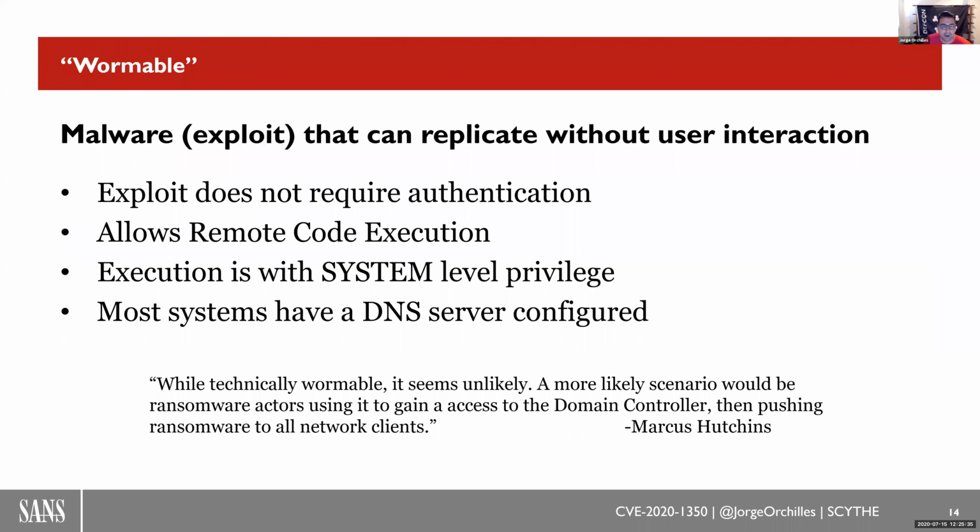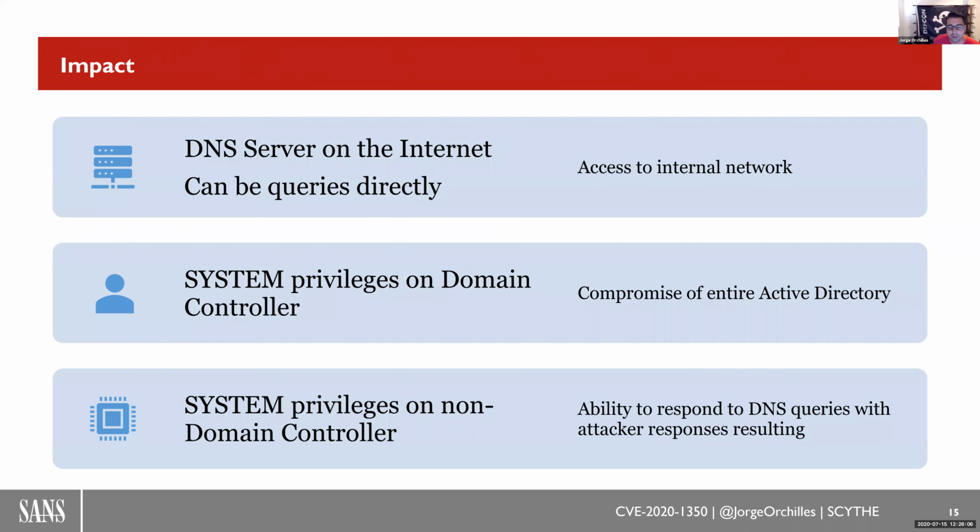Sorry about that. Shout out to Marcus Hutchins, if you know who that is. If you don't, excellent article on Wired by Andy Greenberg. On his malware blog, he wrote, while technically wormable, it seems unlikely. A more likely scenario would be ransomware actors using it to gain access to a domain controller and then pushing ransomware to all network clients. And I completely agree. But for completeness, let's look at possible impact.